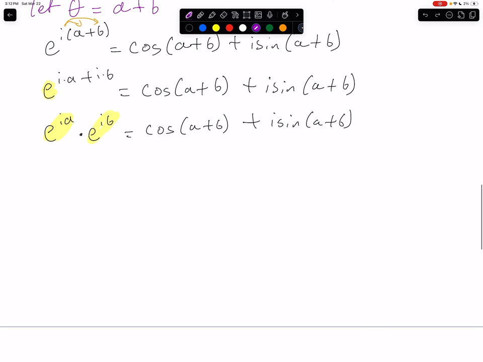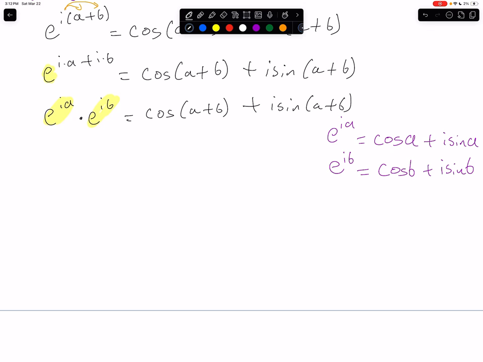So e to the ia would just be cosine of a plus i sine of a, right? e to the ib equals cosine of b plus i sine of b. Well, let's substitute that in here. So e to the ia is the same as cosine of a plus i sine of a. And then e to the ib is just cosine of b plus i sine of b. And then this equals cosine of a plus b plus i sine of a plus b.